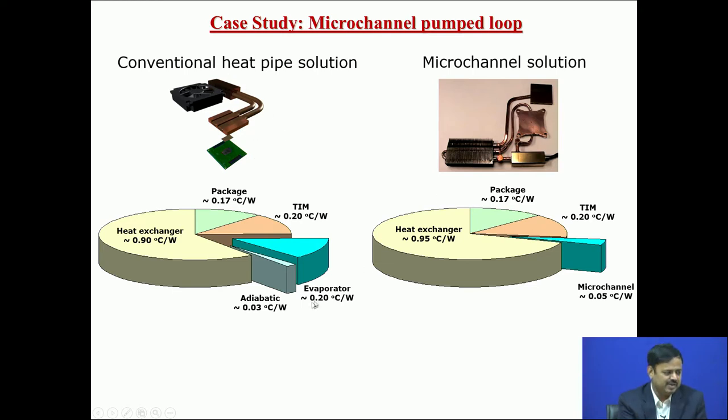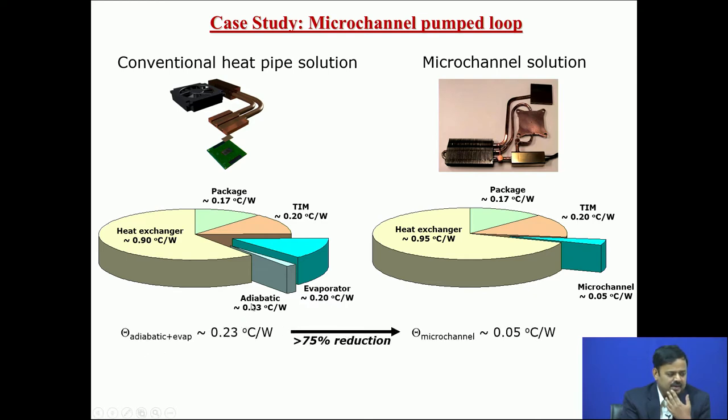Essentially what we were trying to do is microchannels would be etched directly on the silicon. So we were getting rid of the first level of interface. Directly etch is also possible, but this we were trying in a cold plate. And what we were trying to do is get rid of these two resistances, the evaporator and adiabatic resistance, by the microchannel. Okay. And what we figured out was the adiabatic plus evaporator was 0.23 degrees C per watt, microchannel was 0.05, it was a 75% reduction.